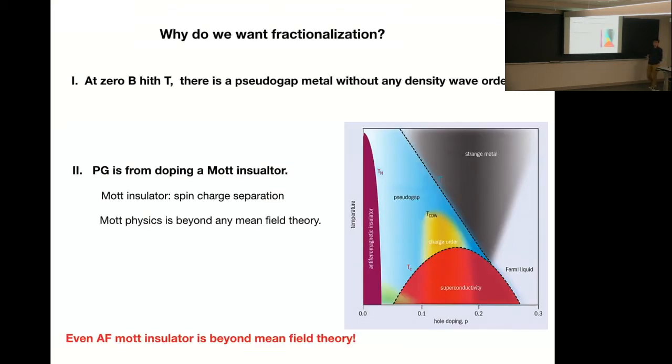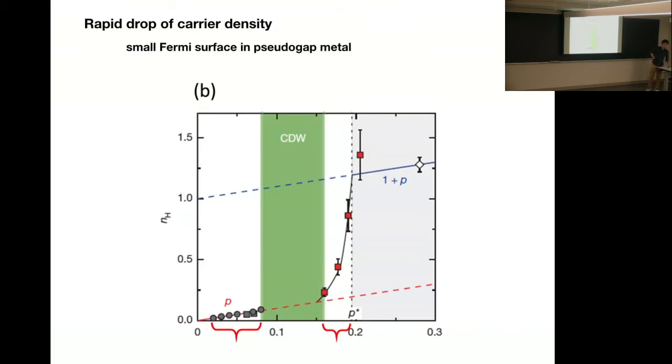Can I ask a question? In the Hall data you showed, there was a CDW region. This is at the high magnetic field. It turned out that at the high magnetic field, you develop long-range CDW. But at the low magnetic field, there is no long-range CDW. It seems there is some instability when you apply a very strong magnetic field.